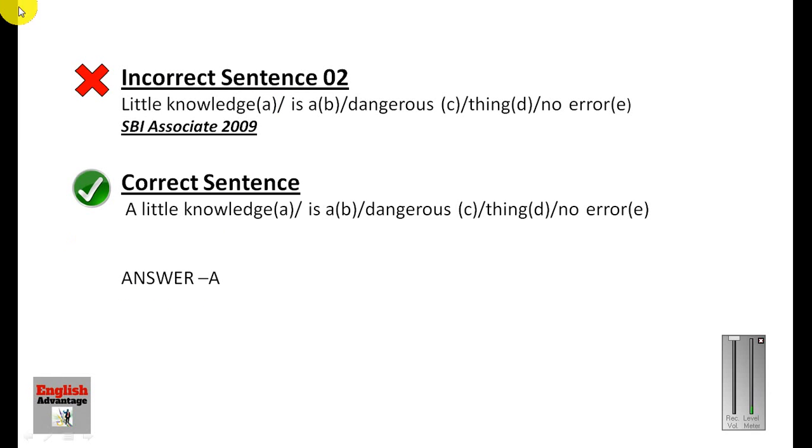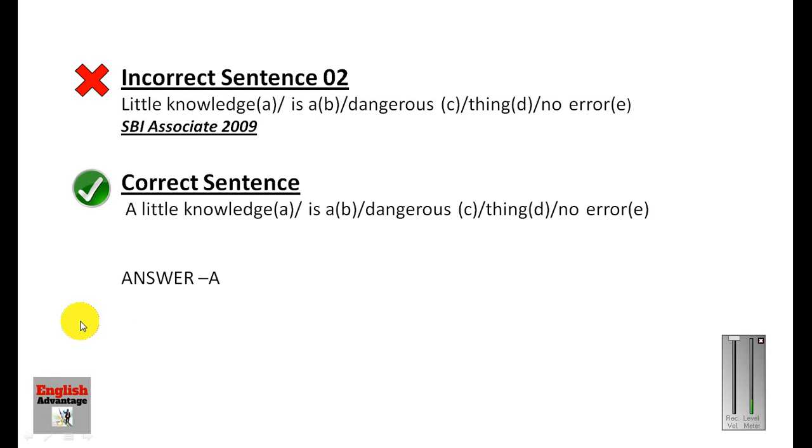Incorrect sentence number 2. Little knowledge is a dangerous thing. Here we are saying little knowledge. So here we want to say that some knowledge, little knowledge but some knowledge. So to indicate some, we have to say a little, because little is a negative word. Little means hardly any, almost nothing. So we have to make it positive. How can we make it positive? We can make it positive by putting a here, a little, because a little means some. It's a positive word. Now little is a negative word. So that is why the answer would be A, because there is a grammatical error in part A.